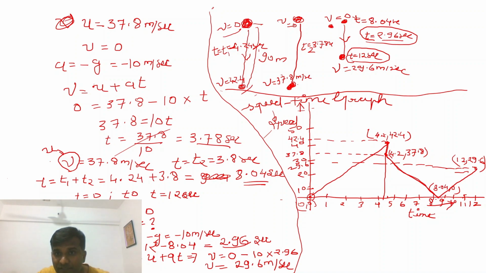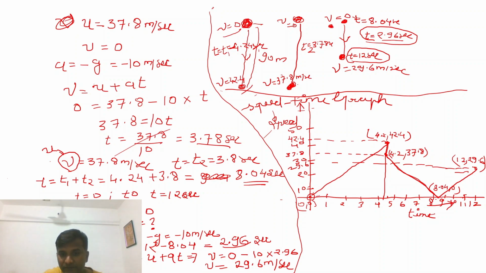What was the velocity here? 0. Initial velocity 0. Final velocity I have to find out. I have used the formula v is equal to u plus at. u is 0, a is minus 10, t I know, 2.96. Final velocity is 29.6 meter per second. So I got the graph.